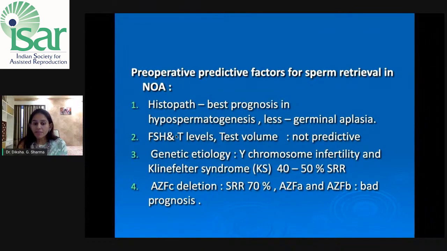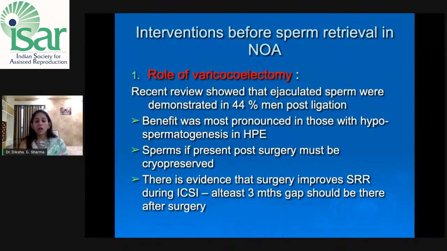Now, what about AZFC deletion? If you have tested the male and found out that this deletion is there, then like we said, with C deletion, 70% we can get the sperms, while in A and B, it's a bad prognosis. Now, do we need to advise any interventions before going for a sperm retrieval procedure in ICSI? One is the role of varicocelectomy.